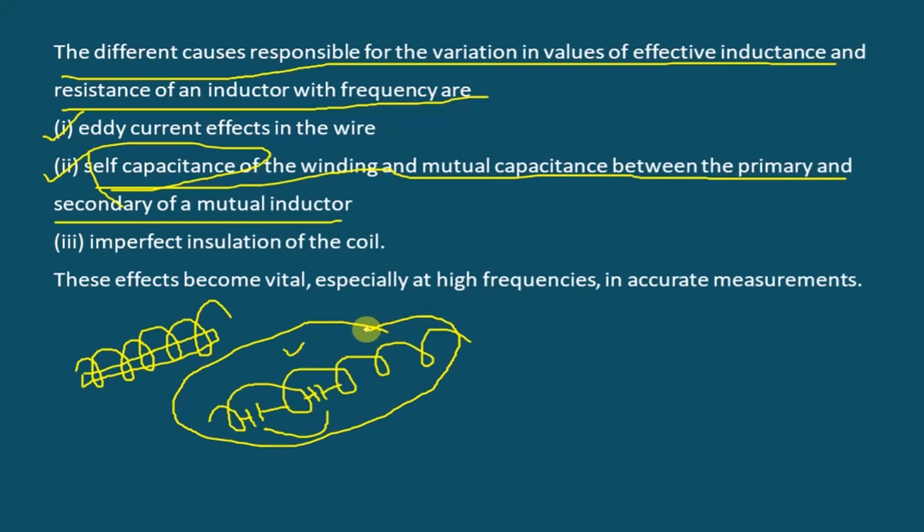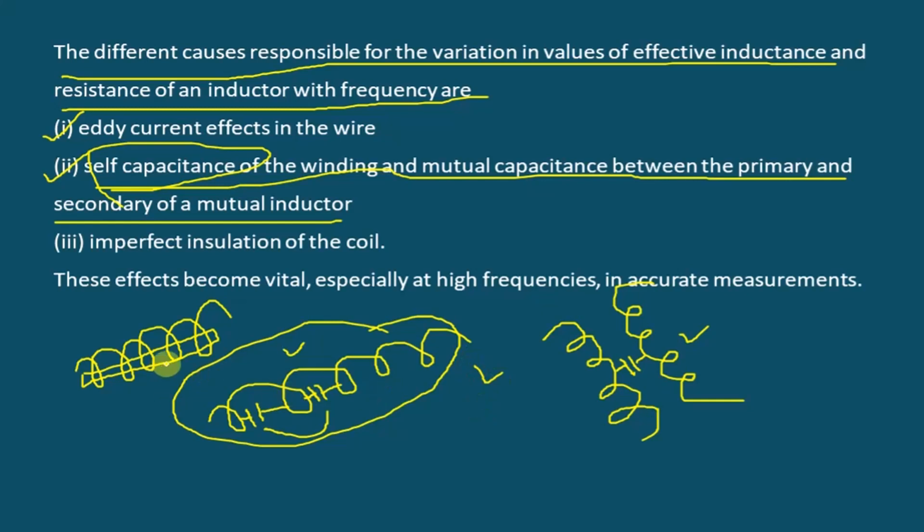And what is mutual capacitance? Let's suppose this is the primary inductor, this is the secondary inductor. The capacitance between the primary and secondary coil is called the mutual capacitance. So due to this mutual capacitance also, the L value will vary.